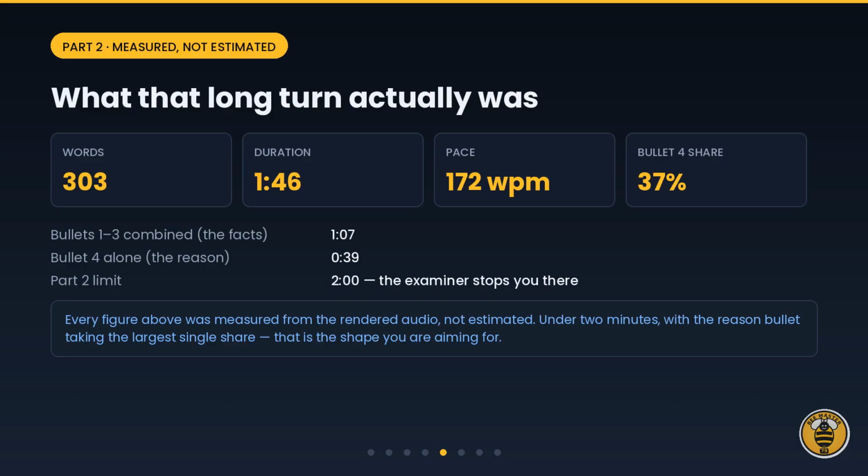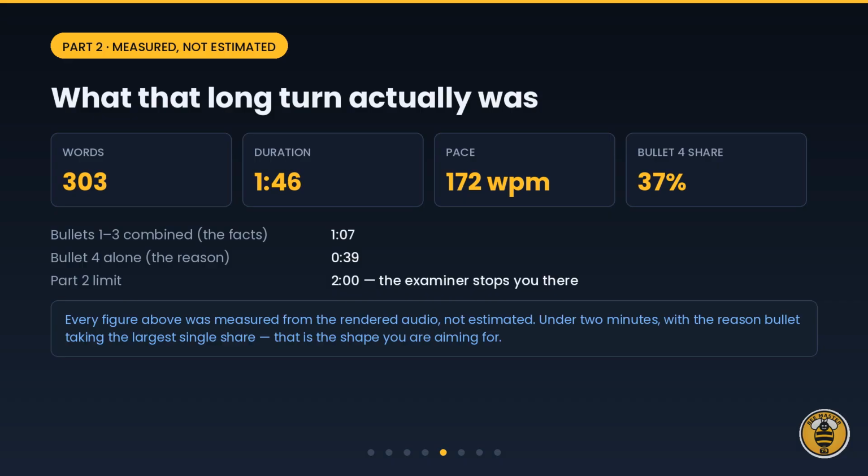Now look at the split. The first 3 bullets are 3 separate questions, and together they take 1 minute 7. The explain bullet is a single question, and on its own it takes 39 seconds, which is 37% of the whole answer. That makes it the largest single share, and that is not an accident. That is the plan working.